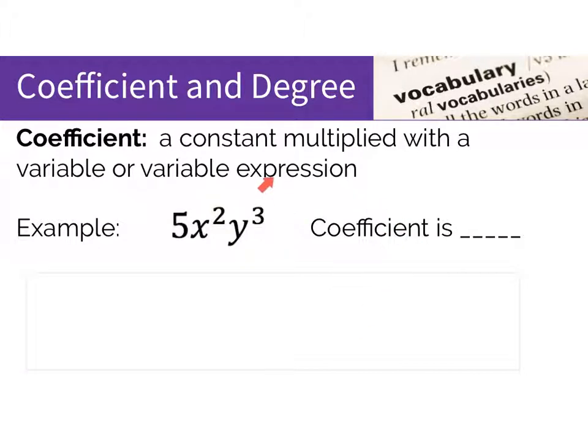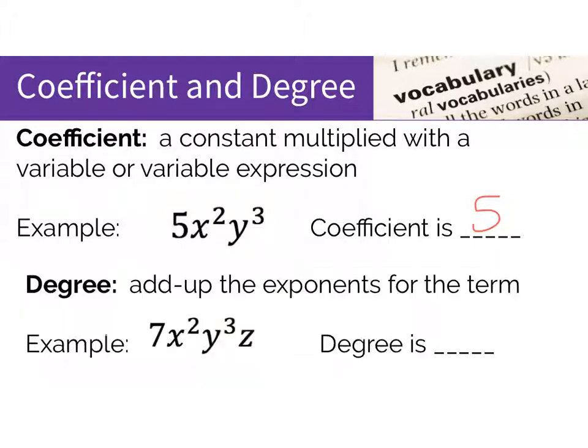We're going over quite a bit of vocabulary in this section. The first vocabulary word, which I've already used today, is coefficient. A coefficient is a constant that's multiplied out front here. So for example, on this 5x squared y to the third, the coefficient would be the number 5. Just the number 5, and only the number 5, is called the coefficient on that term.